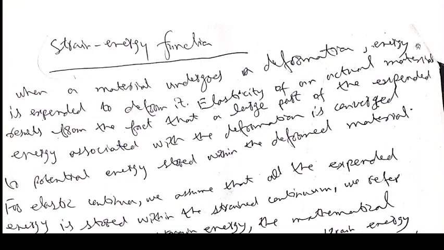Let's start with the strain energy function. To deform any elastic material, we have to use energy. So energy will be expended to deform any material. Elasticity says that a large part of this expended energy is stored within the deformed material, basically as potential energy. The stored energy is the potential energy, and after the removal of force, this potential energy helps the material come back to its original shape.